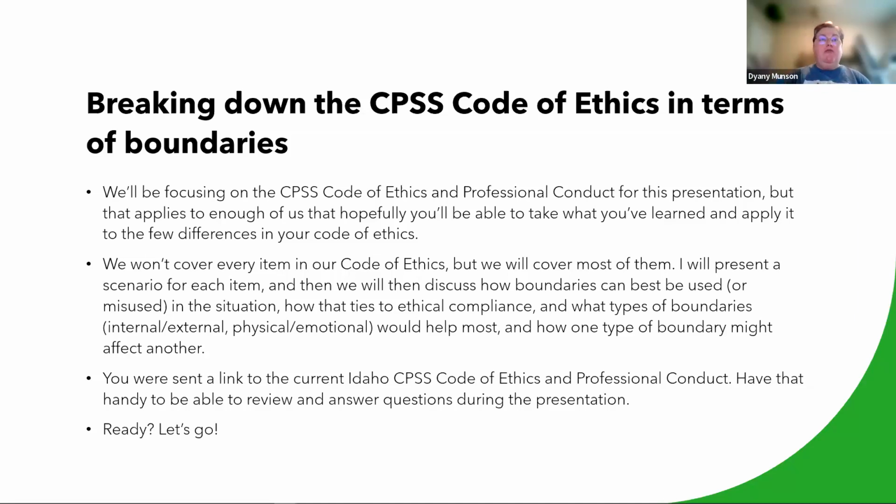We're not going to cover every item in our code of ethics, but we're going to cover most of them. I will present a scenario for each item, and they're going to have multiple possible code of ethics implications. Then we're going to discuss how boundaries can best be used or misused in the situation provided, and how that ties to ethical compliance, and what types of boundaries, internal, external, physical, or emotional, would help the most in that situation, and how one type of boundary might affect another.